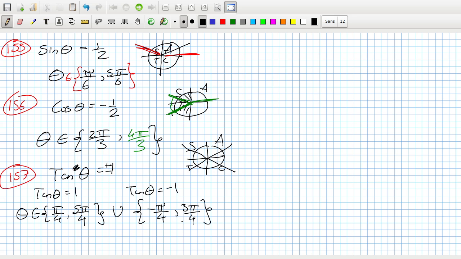The only problem is the answer should be 0 to 2 pi. And you realize that going backwards by pi over 4, well, that's the same as going around the other way by 2 pi minus pi over 4, which is 7 pi over 4. So you could change that into 7 pi over 4. And those are the 4 answers then for question 157. And I can check the answers here, and they are correct. Now let's have a look at 158.